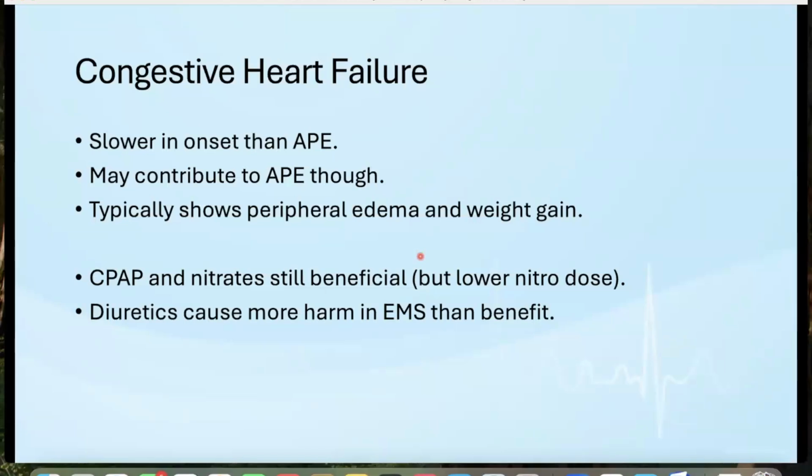The CPAP and nitrates can still be beneficial, especially if the blood pressure is elevated. That can still be very beneficial. But again, as we talked about, diuretics like Lasix cause more harm in EMS than benefit, according to the best literature we've got. And frankly, in the emergency department, my opinion is you really ought to have a pretty slam dunk diagnosis of CHF or acute pulmonary edema before giving them a diuretic, because those diuretics are going to be sticking around for a while.